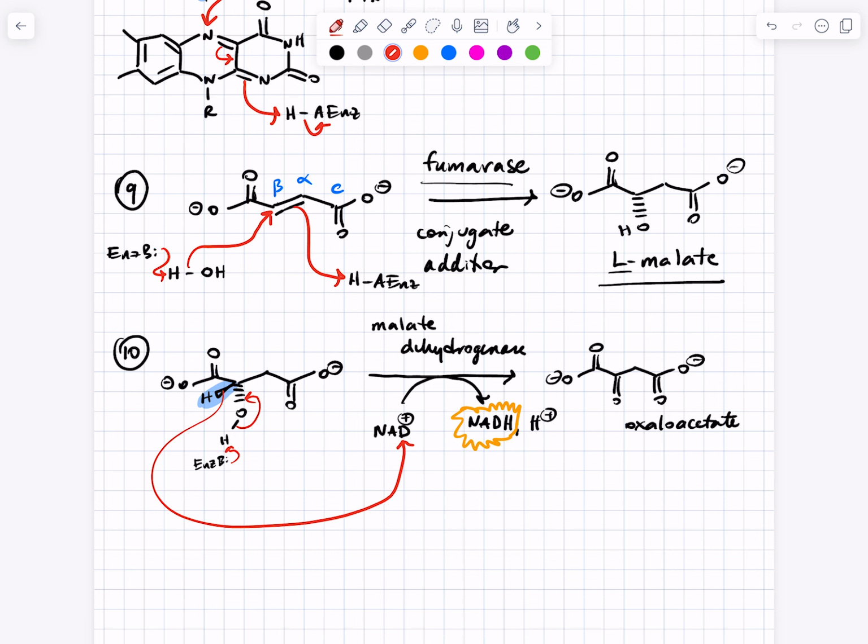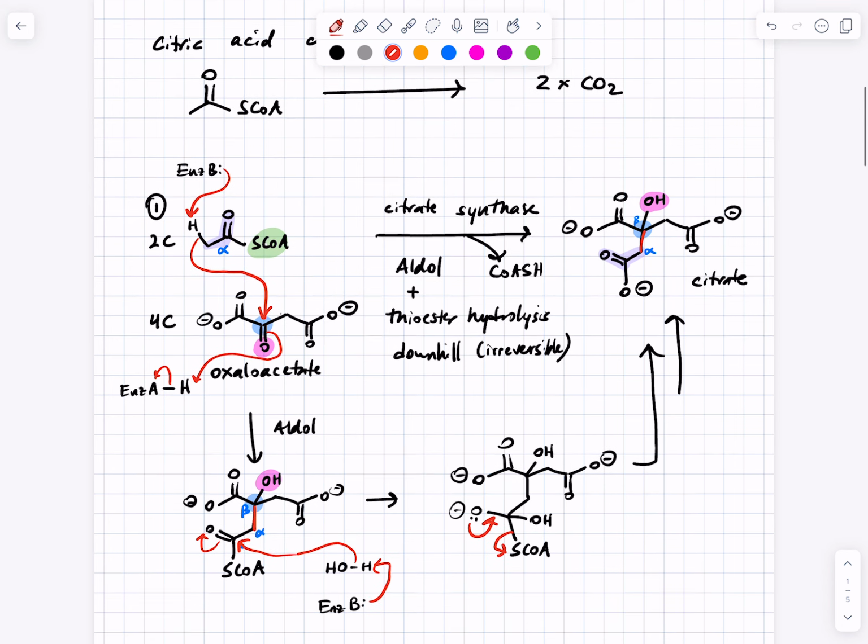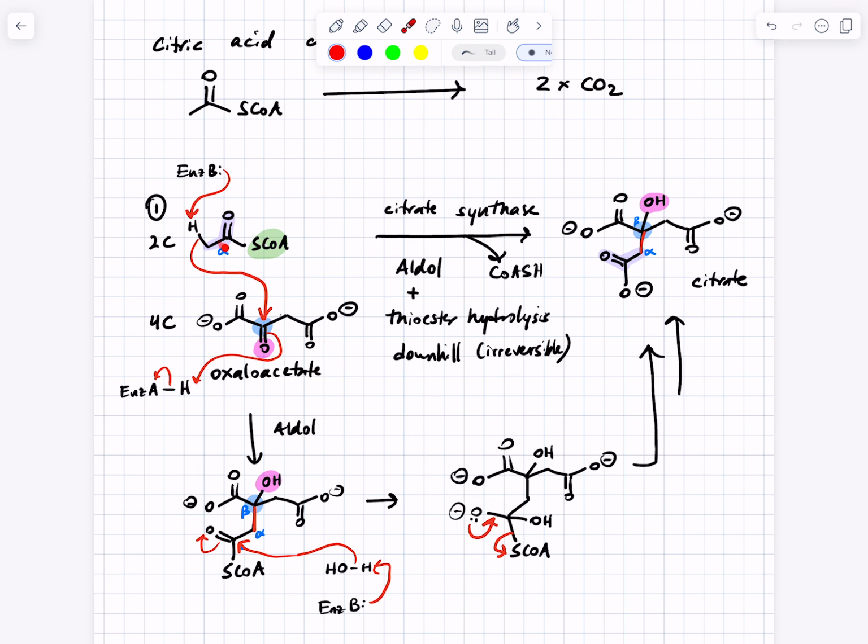oxaloacetate do for us? It's the entry point, because when you make oxaloacetate, that's what, in the first step, accepts acetyl-CoA. And that's why it's a cycle. Yep, that's why it's a cycle. The course of the citric acid cycle is one eternal round. And it's difficult to tell because of that where it begins and ends, yeah.